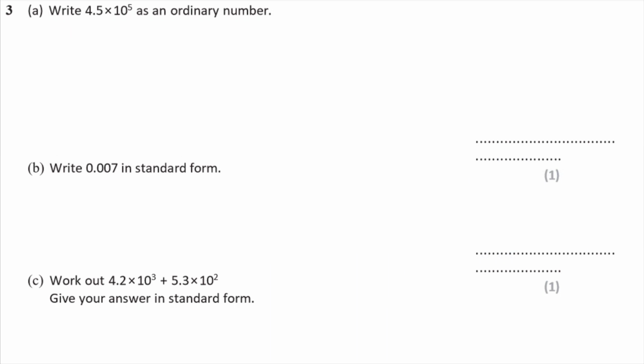Question 3a, write 4.5 times 10 to the 5 as an ordinary number. Okay, so if I've got 4.5 and I'm going to times it by 10 to the power 5, that's the equivalent of moving the decimal point 5 jumps to the right, isn't it? So it's going to go 1, 2, 3, 4, 5 jumps.